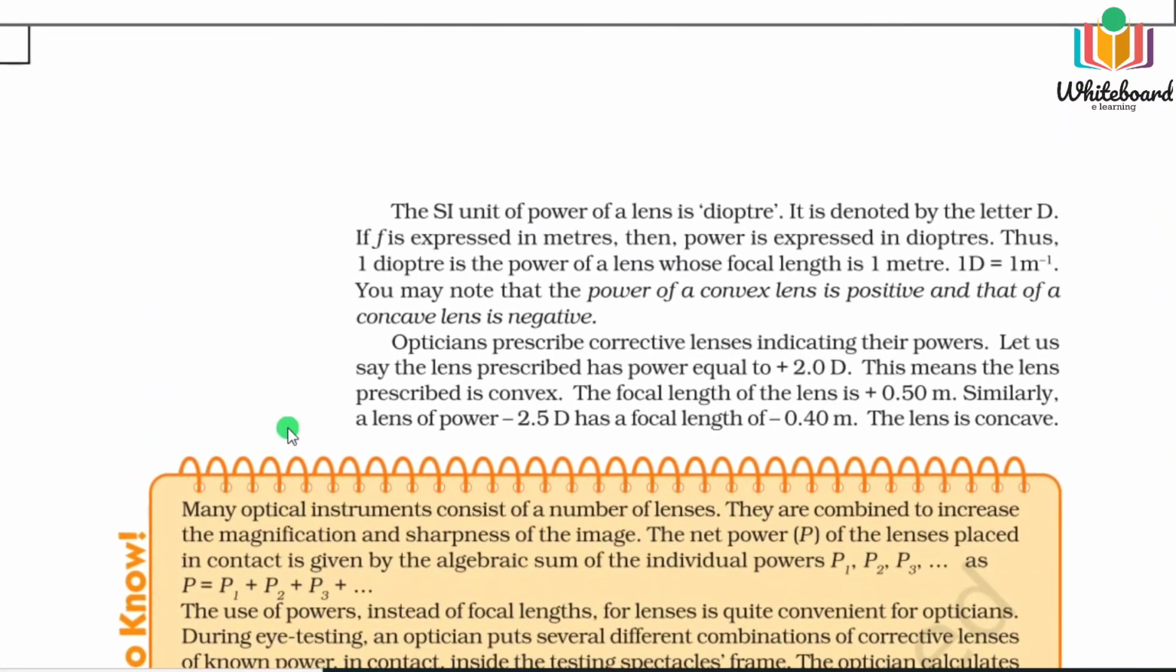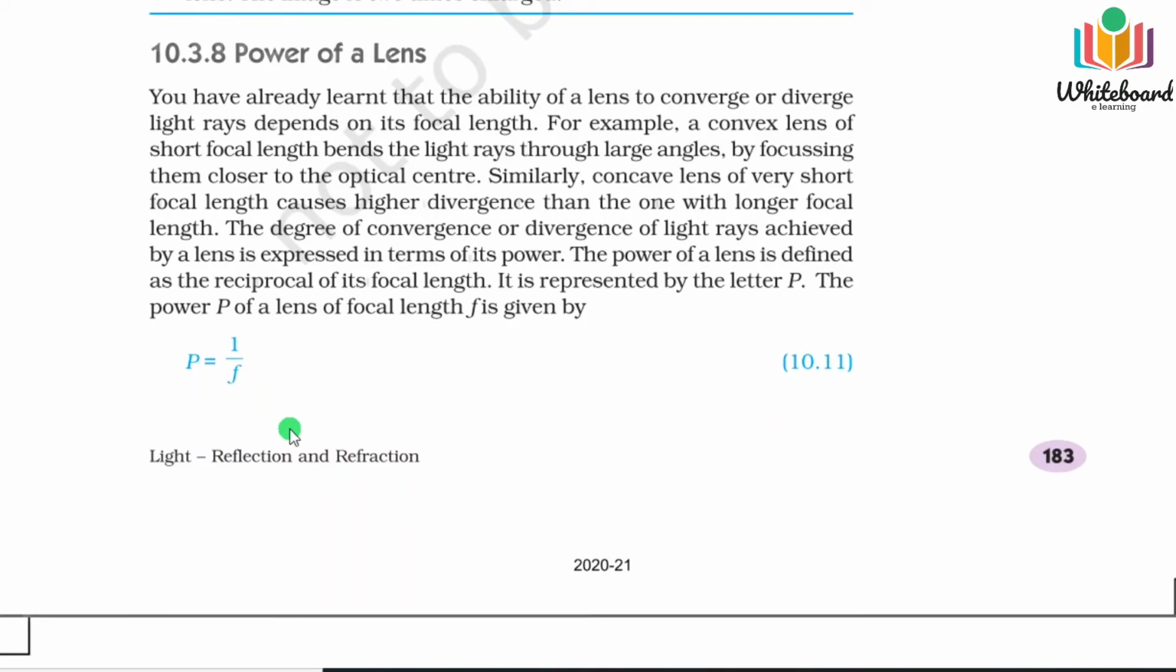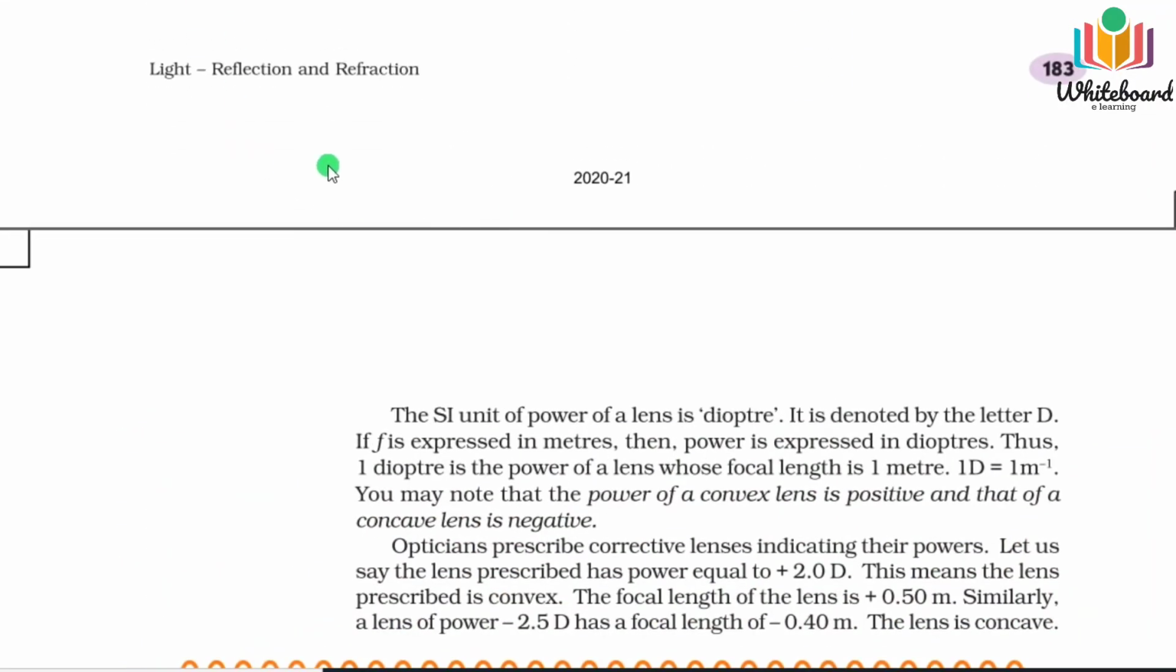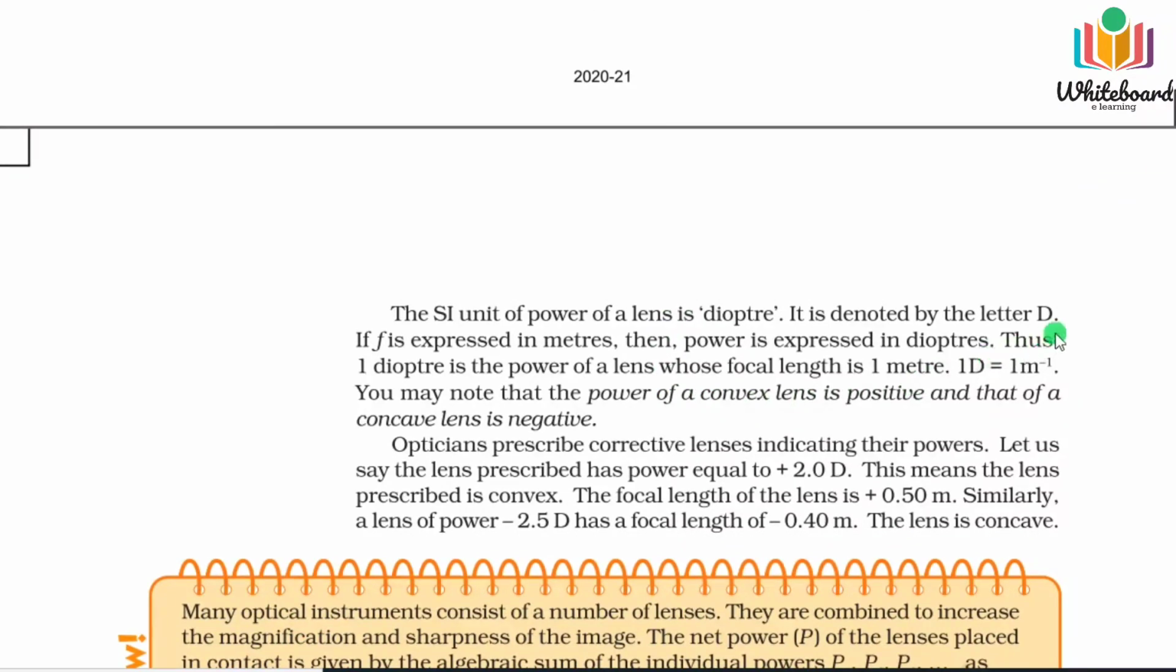You can see here, and it is denoted by phi, and the unit will be diopter. It is written here as diopter. So 1 diopter is equal to 1 meter inverse.